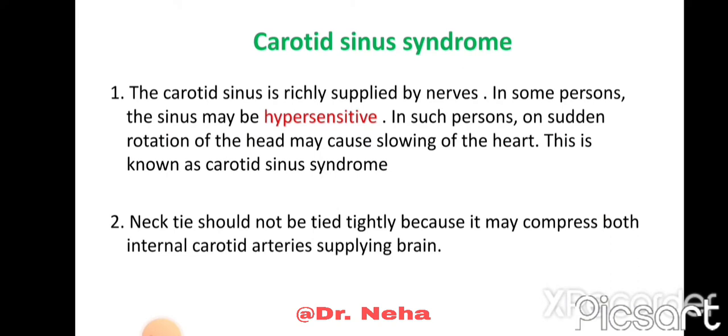The applied anatomy related to this is carotid sinus syndrome. The carotid sinus is richly supplied by nerves. In some persons, it may be hypersensitive. In such persons, on sudden rotation of the head, it may cause slowing of the heart. This is known as carotid sinus syndrome. So a collar should be tied very loosely around the neck because it may compress both the internal carotid arteries supplying the brain. This may result in fainting.